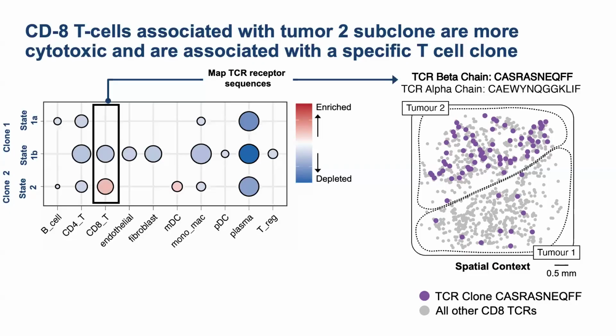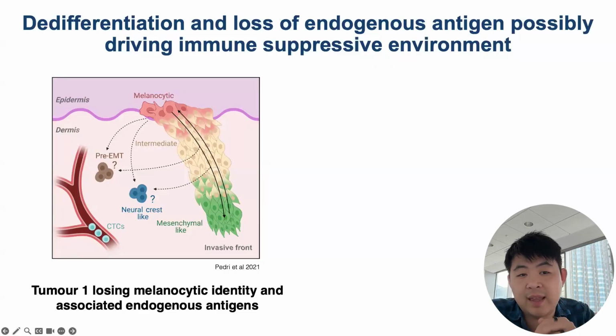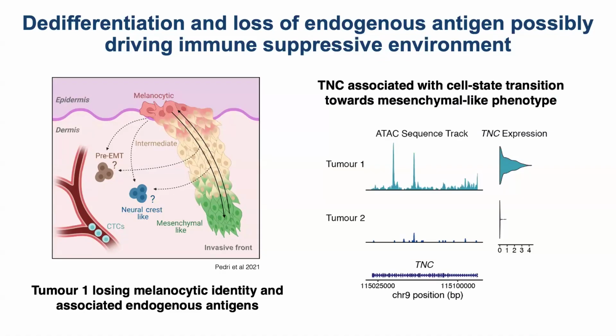We spent some time thinking about what was the mechanism driving this, and there are two possible reasons. One is that this particular tumor 1 state is losing its melanocytic identity and associated antigens that the CD8 clone could potentially recognize, or maybe it's losing its melanocytic identity and has some immunosuppressive program. Here we performed some epigenetic sequencing, and we show that there's a cell state transition towards a mesenchymal-like phenotype in this tumor 1 clone, and you can see that in the spatial data.